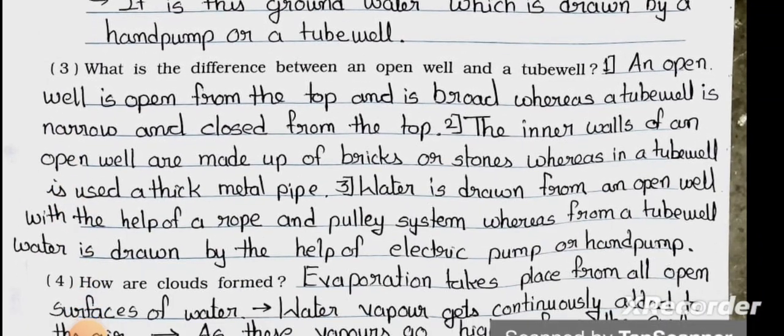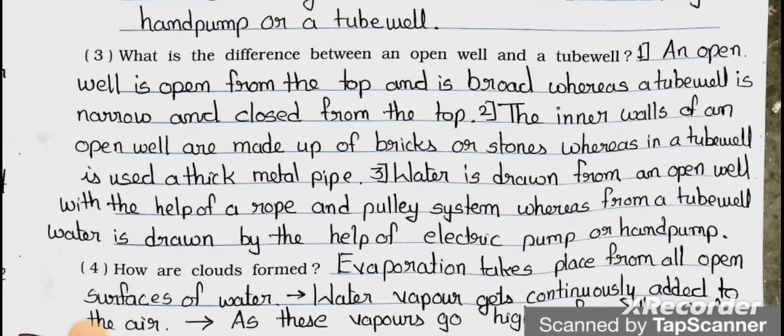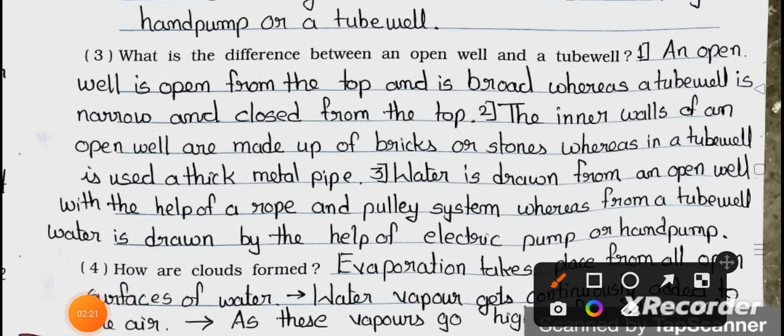Now see the question number 3. What is the difference between an open well and a tube well? Answer is point 1. An open well is open from the top and is broad, whereas a tube well is narrow and closed from the top.